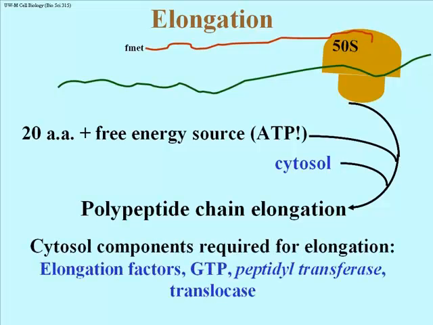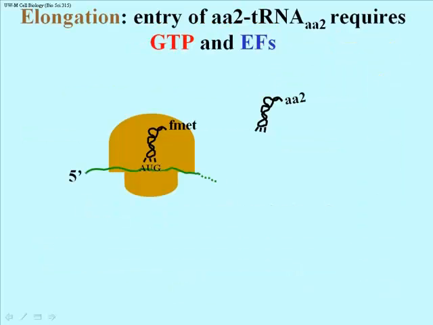So the cytosol components that were required for elongation included a number of elongation factors. It included more GTP, and it included an enzyme called peptidyl transferase. We'll talk about that, as well as an enzyme called translocase. We'll also talk about that enzyme. So here is the first step of elongation.